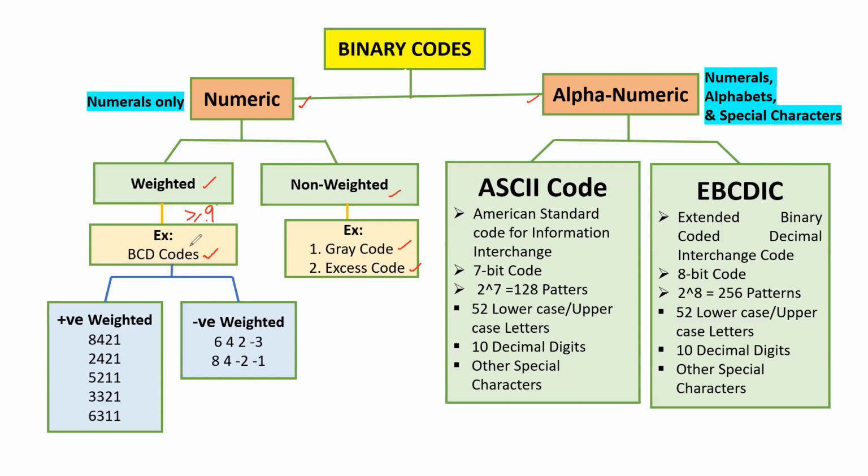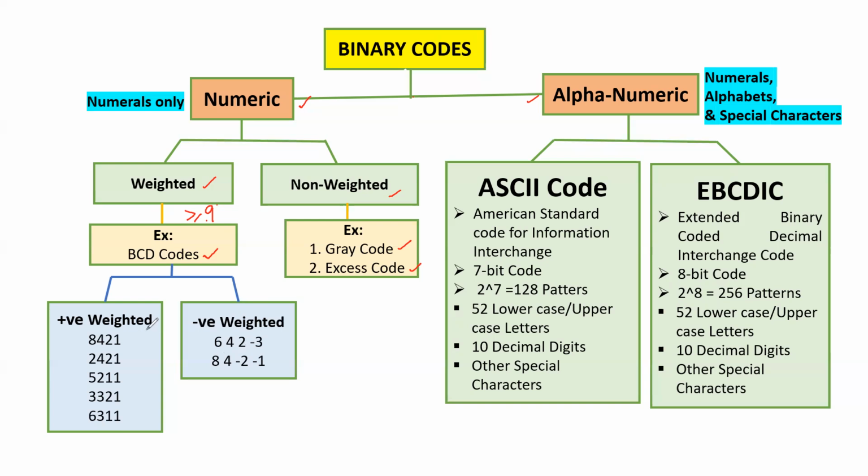Now, BCD codes are of two types, positive weighted codes and negative weighted codes. If we use positive weights, that type of code is called positive weighted code. Suppose at least one of the weights is negative, then those types of codes are called negative weighted codes. These are examples of positive weighted code and negative weighted code.